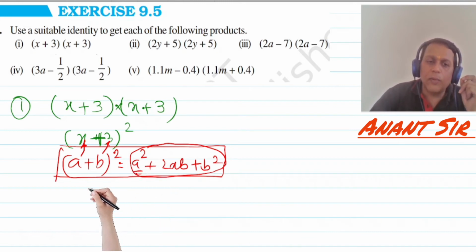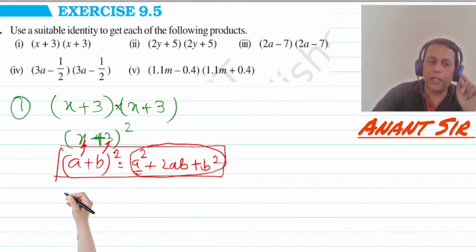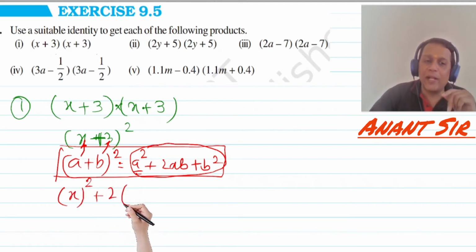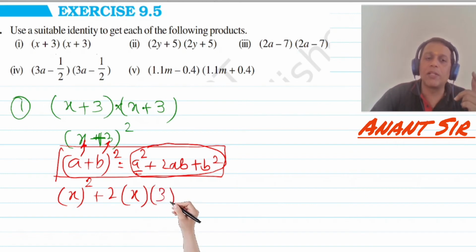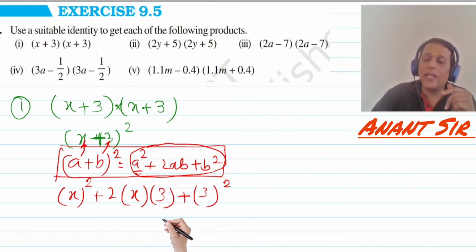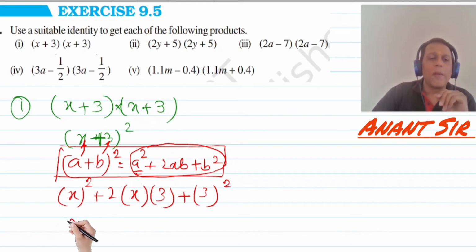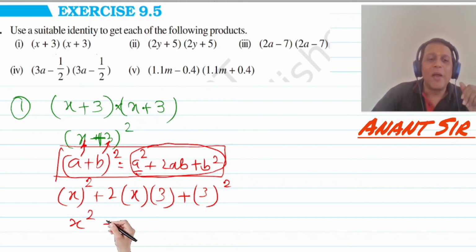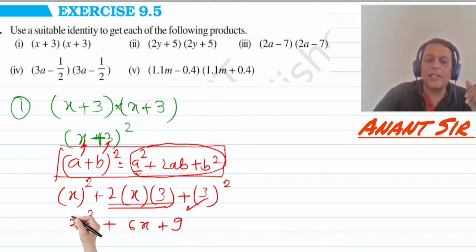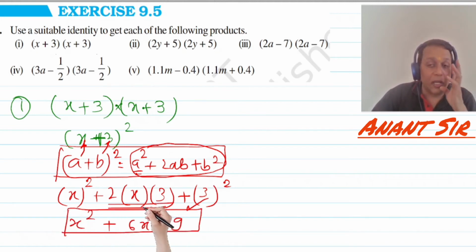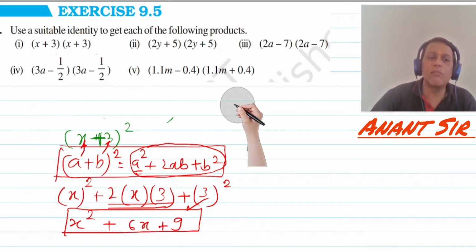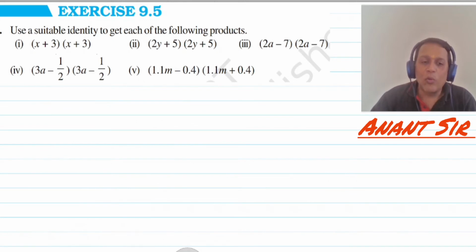So for a square, I have to write the first term x in place of that a. So it will be x square plus 2 into a into b. a is our first term, b is our second term, plus b square is 3 square. In the next step we get the final answer. So x square is x square, plus 3 2s are 6, x as it is, plus 3 square is 9. Now these are all 3 unlike terms, so we cannot solve this further. So this is the final answer, friends. So simple question, right? Now we are going to do question number 2.